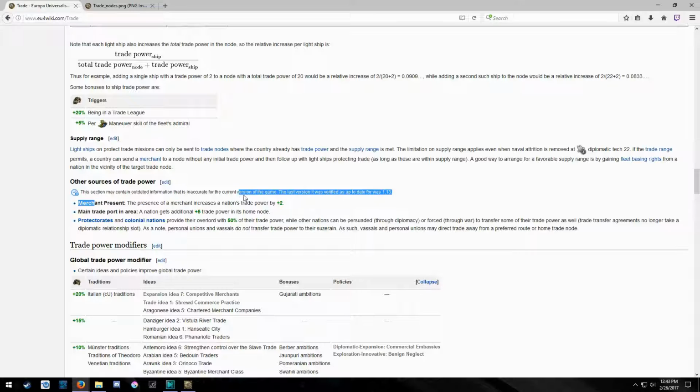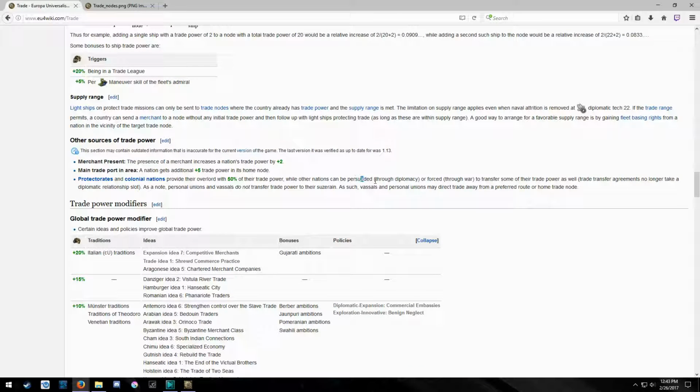Sources of trade power: merchant present will apply 2 to that. Main trade port, 5. Protectorates and colonial nations will provide 50% of their trade power to their overlord. Though you can tell other nations through either diplomacy or war to give you trade power. Personal unions and other types of vassals do not transfer trade power.